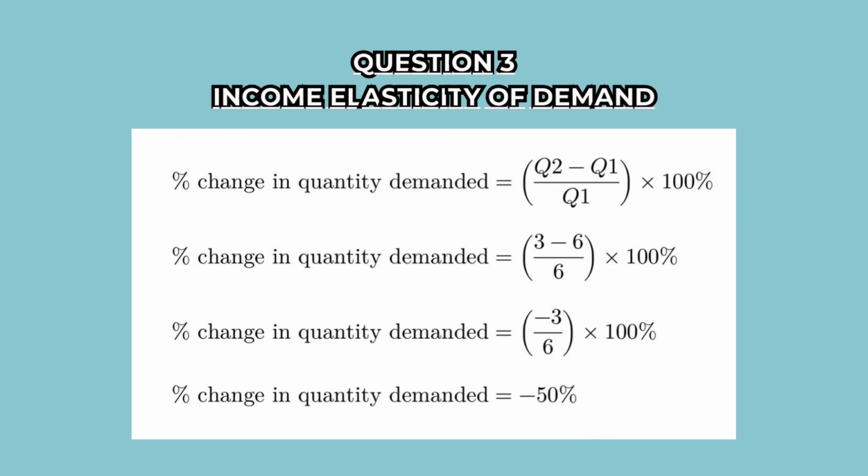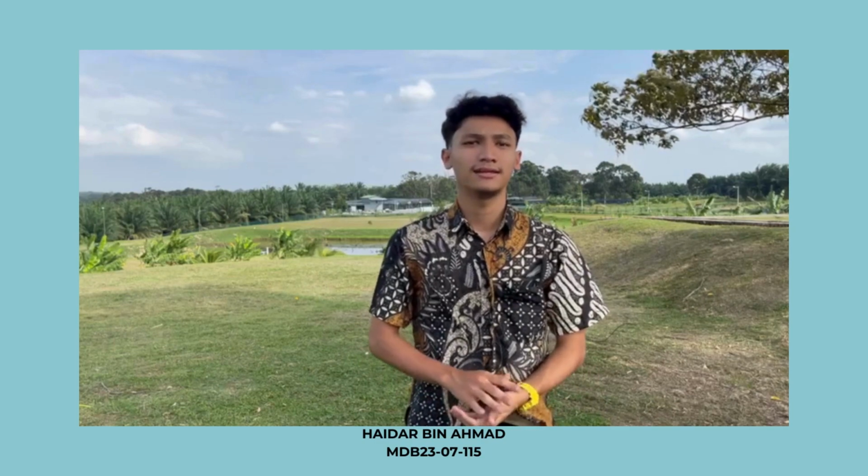Percentage change in quantity demanded equals quantity 2 minus quantity 1, divided by quantity 1, times 100%. Percentage change in quantity demanded equals 3 minus 6, divided by 6, times 100%. It equals negative 3 divided by 6 times 100%. Percentage change in quantity demanded equals negative 50%. Let's calculate the percentage change in income.